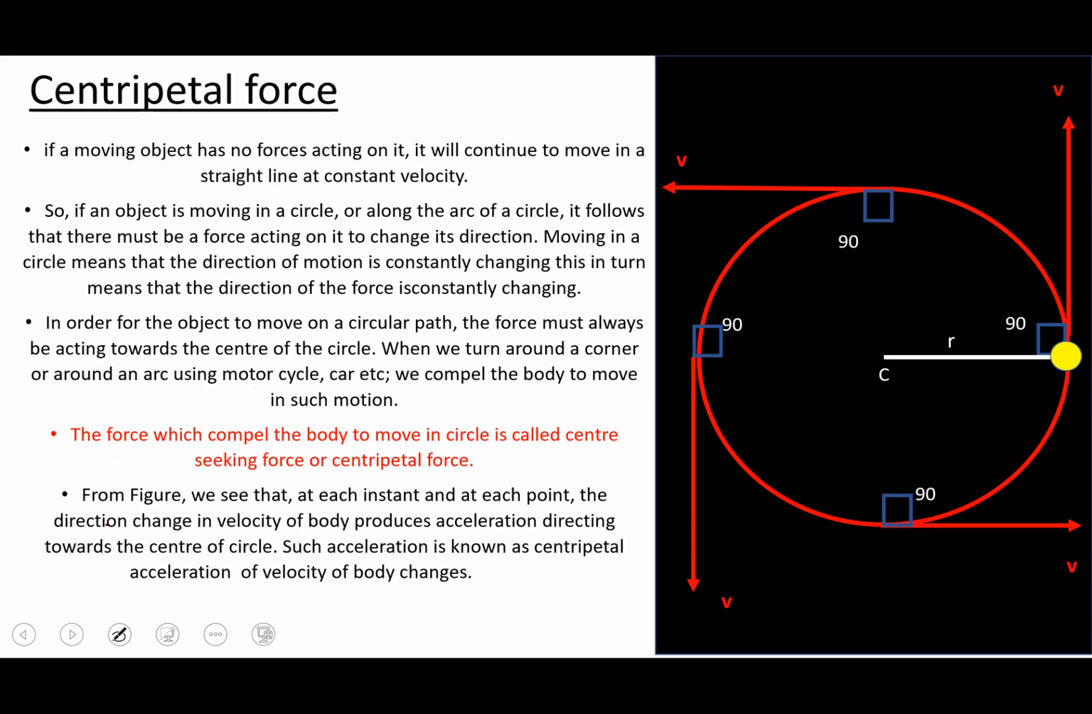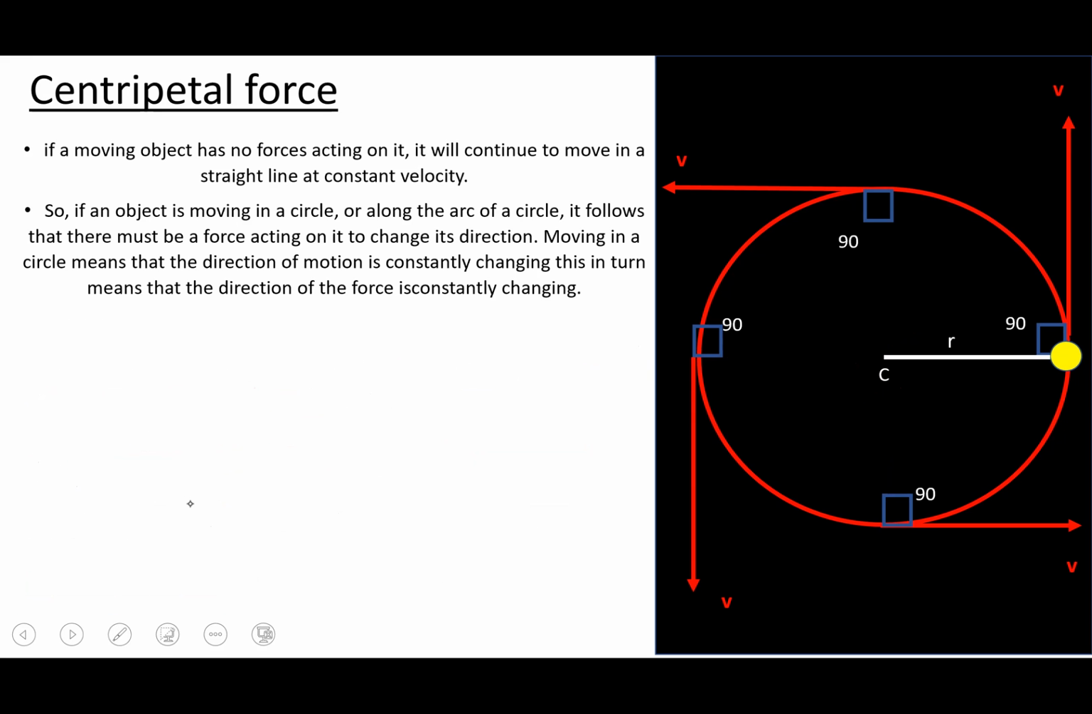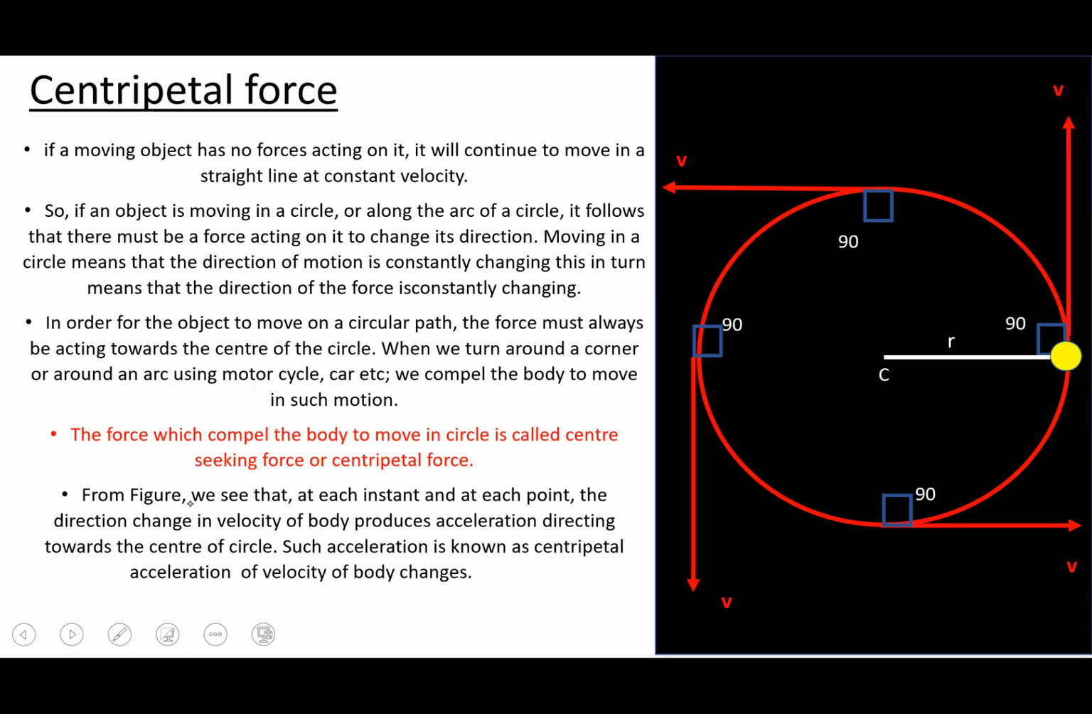Now, from the next paragraph, it says, from the figure we can see that at each instant and at each point, the change in direction of velocity of the body produces an acceleration directed towards the center of the circle. That means because the velocity magnitude was constant, but the direction of velocity is changing at each and every point, there must be an acceleration.